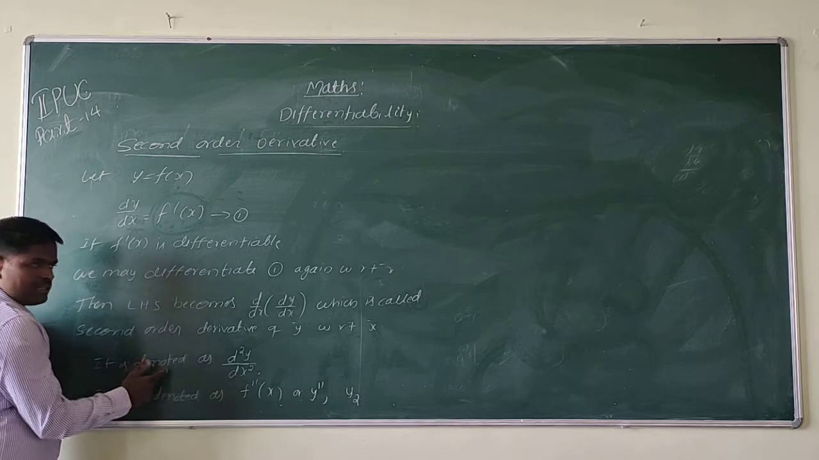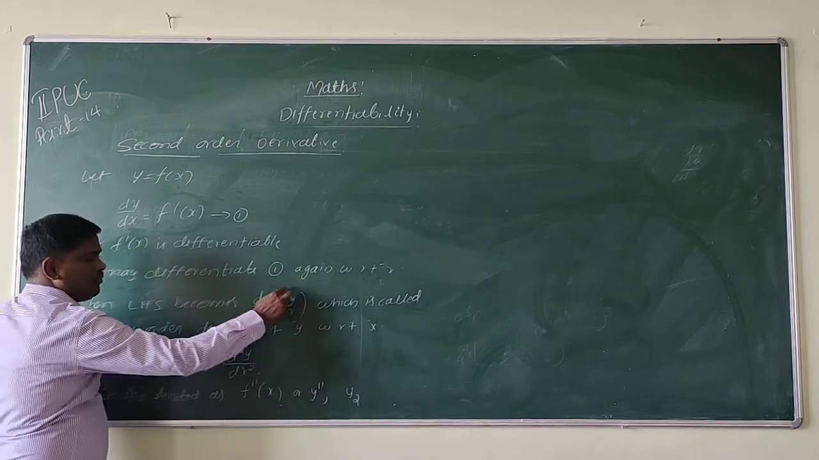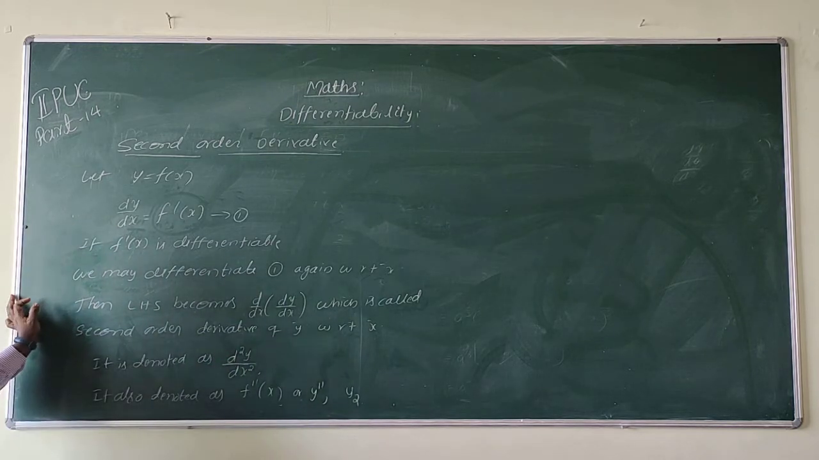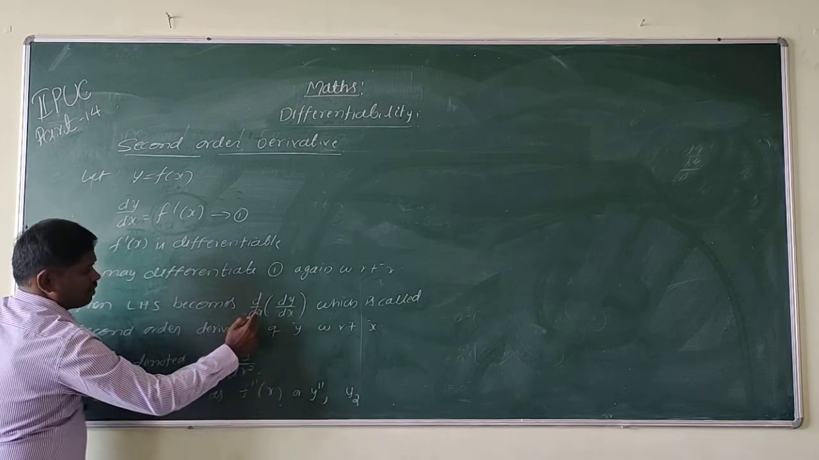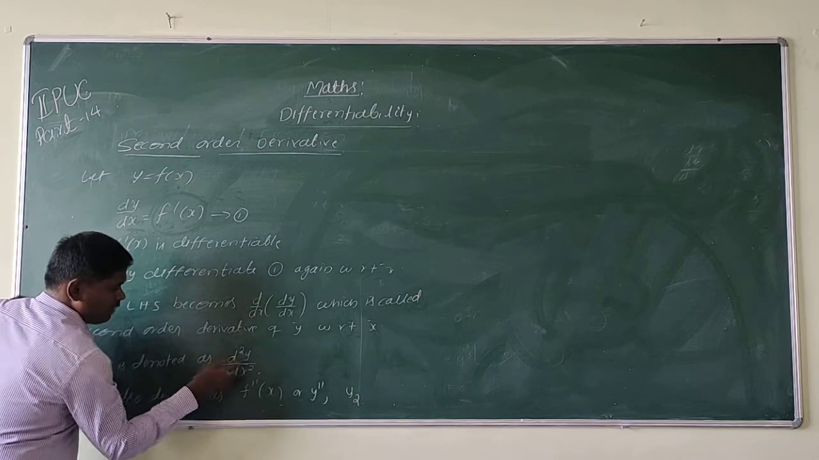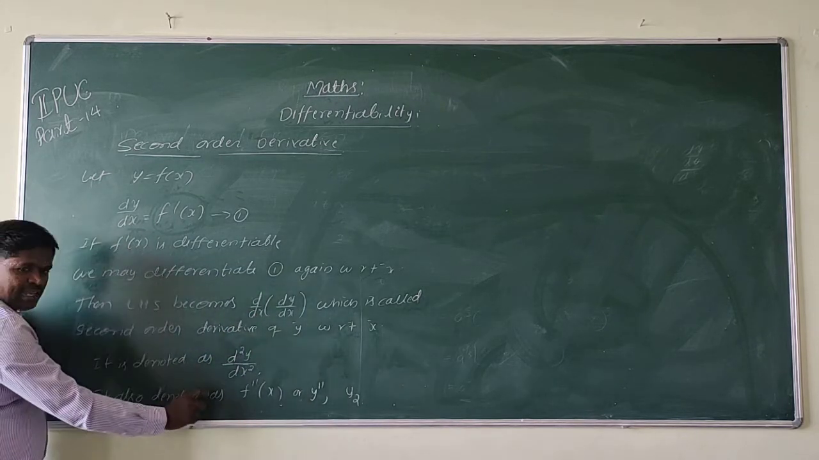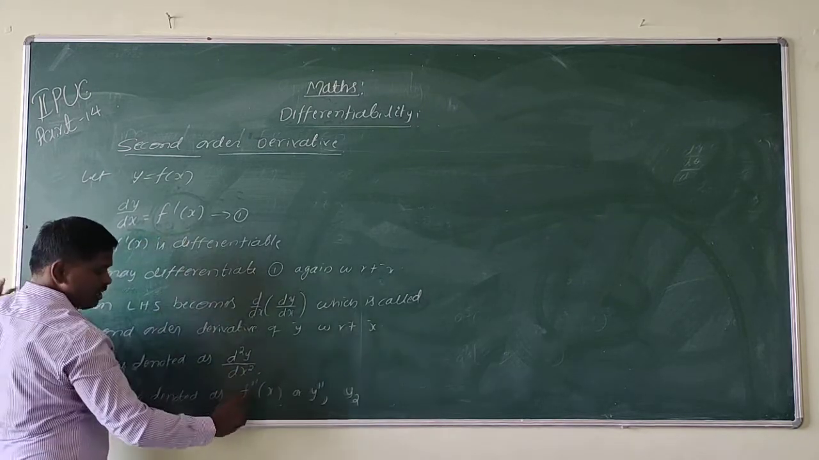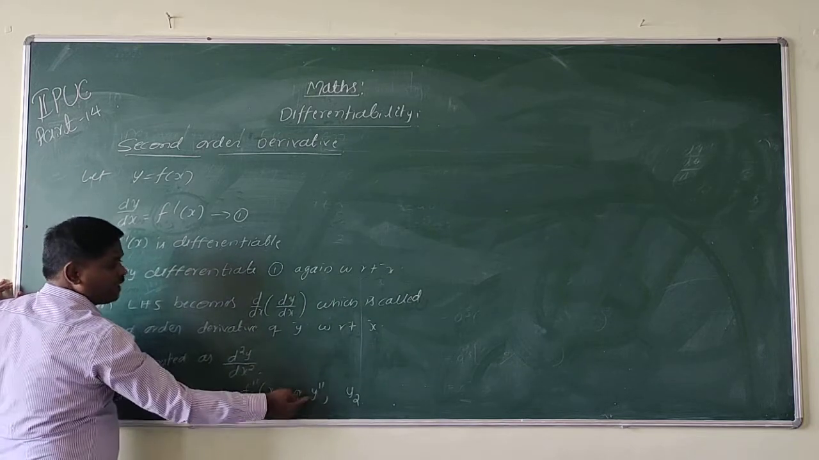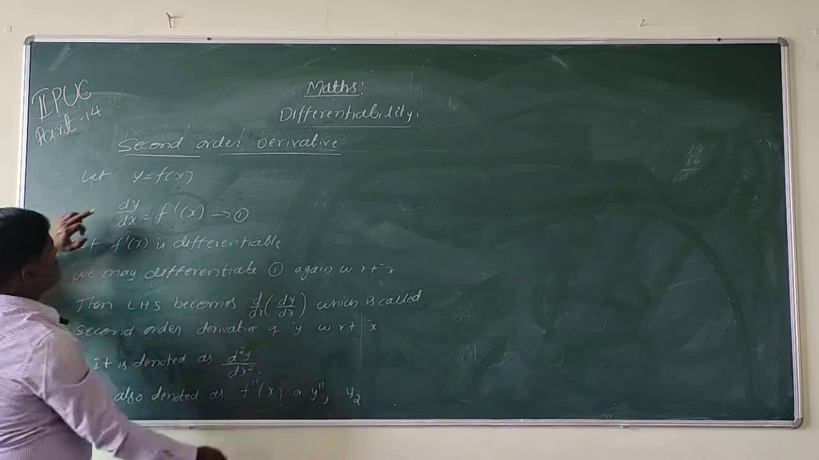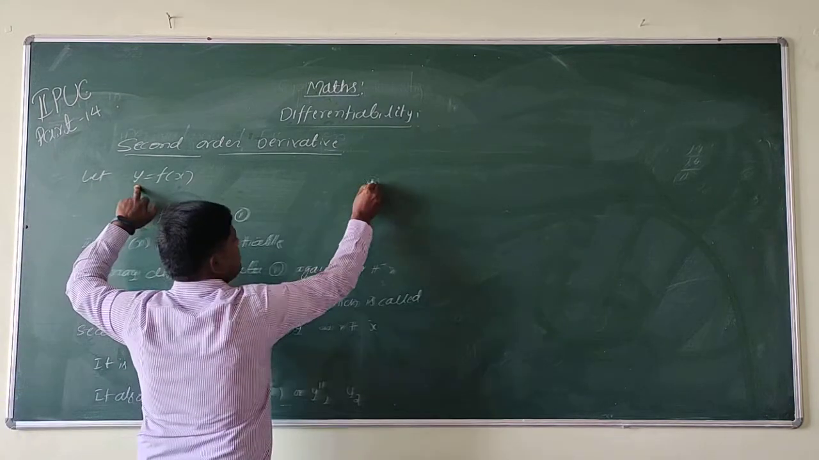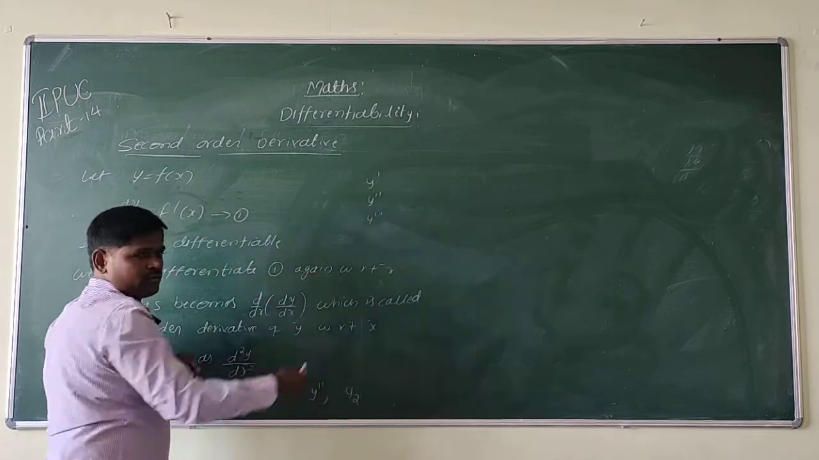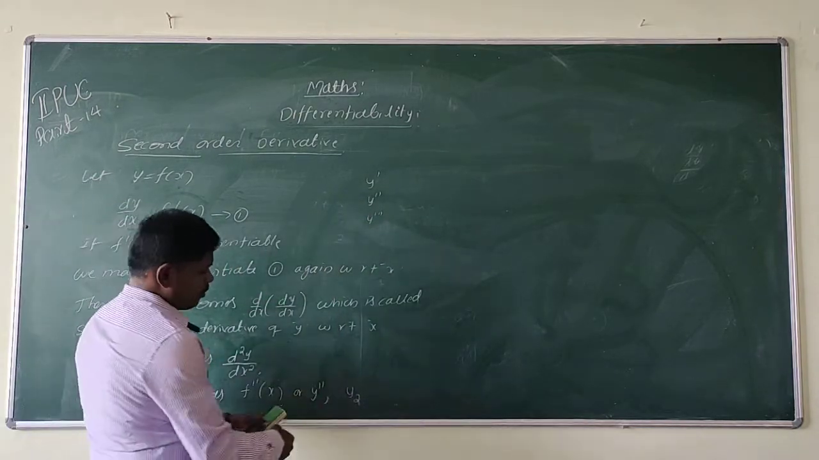d by dx of dy by dx is denoted as d square y by dx square. This is the second order derivative. It is also denoted as f double dash of x, where f dash of x is the first order derivative and f double dash of x is the second derivative. Similarly, y dash is the first order derivative, y double dash is the second order derivative, y triple dash is the third order derivative, and so on.